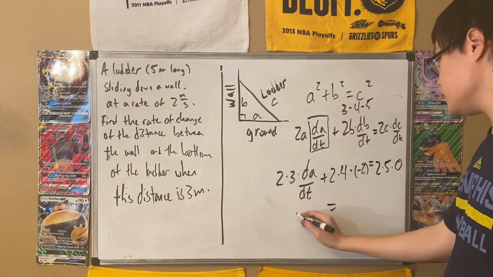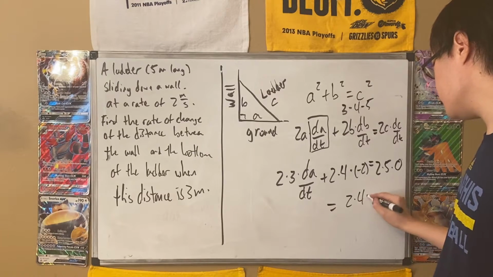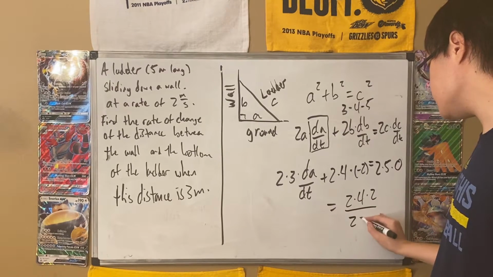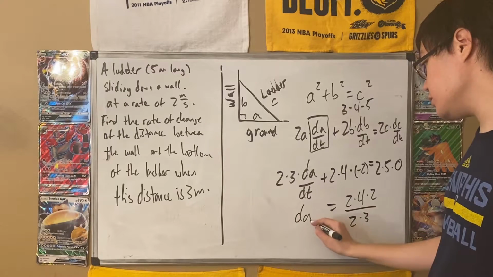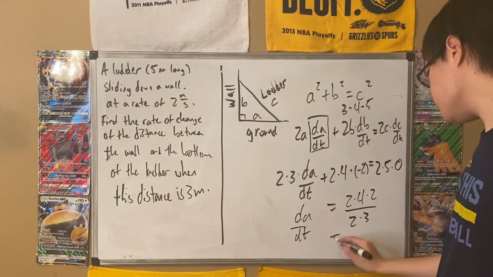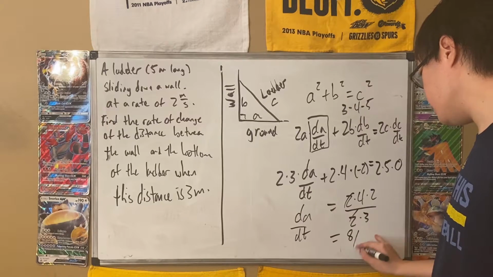So we're going to bring this to the other side. So it's going to be 2 times 4 times 2 over 2 times 3. That's going to be the answer. Let's try to simplify this a little bit. So it looks like it's going to be 8 over 3.